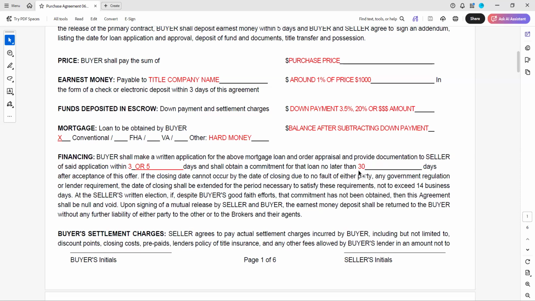And then it says, when are they going to get that clear to close, which is listed on here as loan commitment, but we know that's clear to close. And it's going to depend on the mortgage product, right? So if it's conventional, it could be 30 days. If it's FHA, VA, USDA, could be 45 days. And if it's cash, this does not even apply, right?